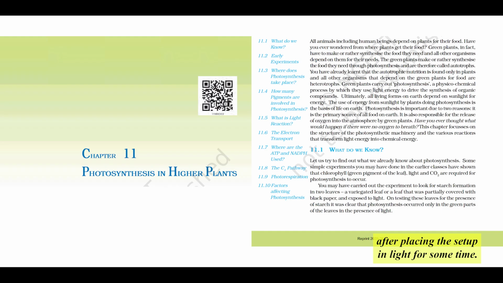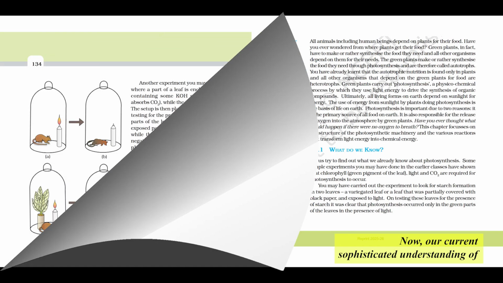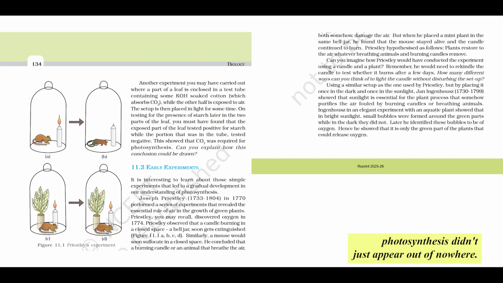After placing the setup in light for some time, if you test both parts of the leaf for starch, the exposed part will test positive, but the part inside the tube with KOH will test negative. This unequivocally proves that carbon dioxide, CO2, is a non-negotiable requirement for photosynthesis. Simple, yet powerful observations.